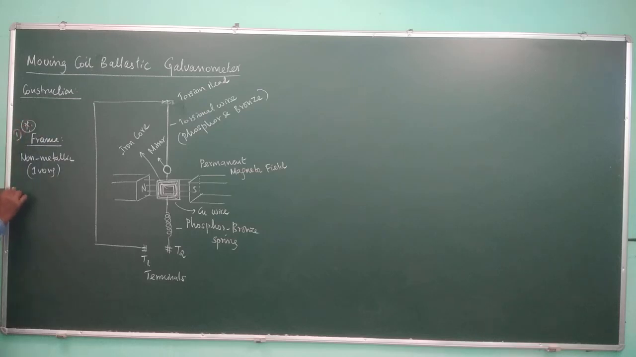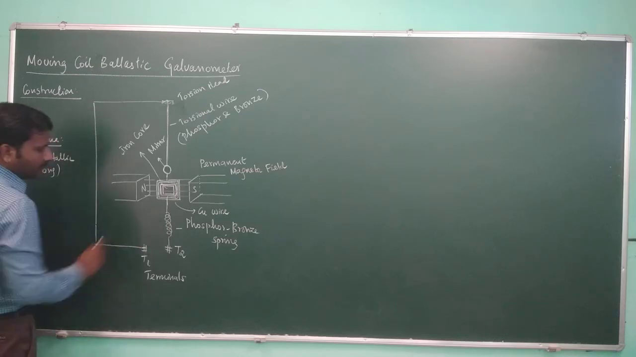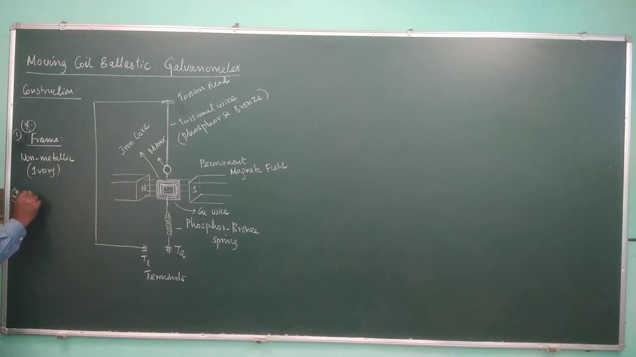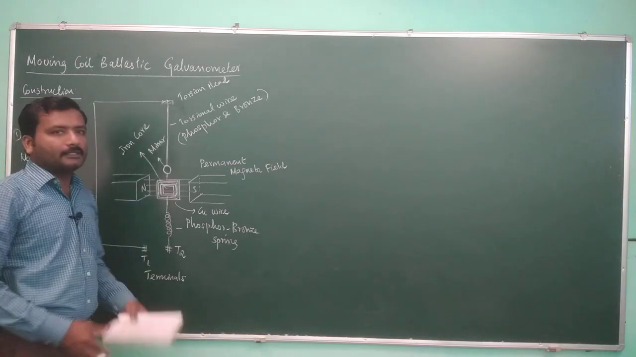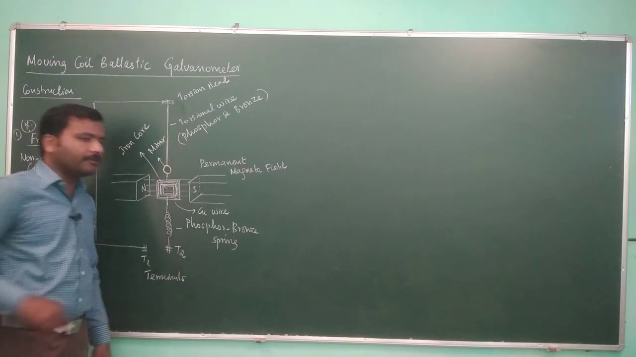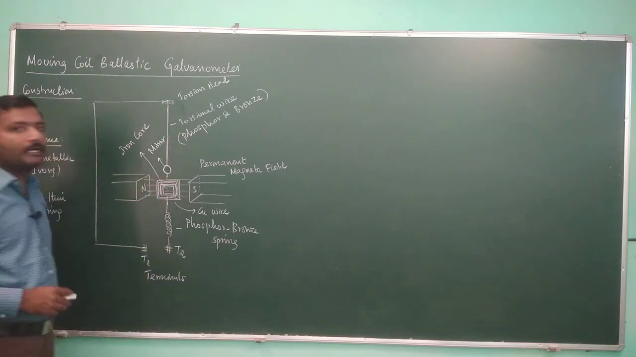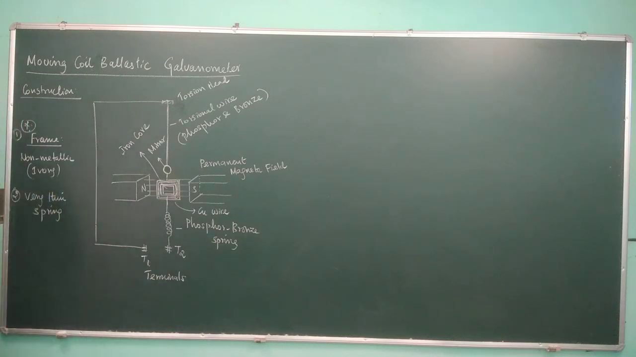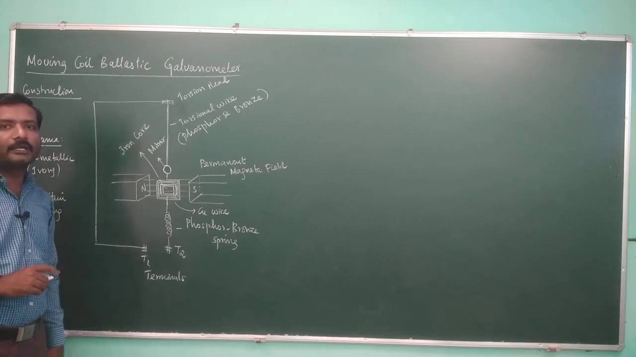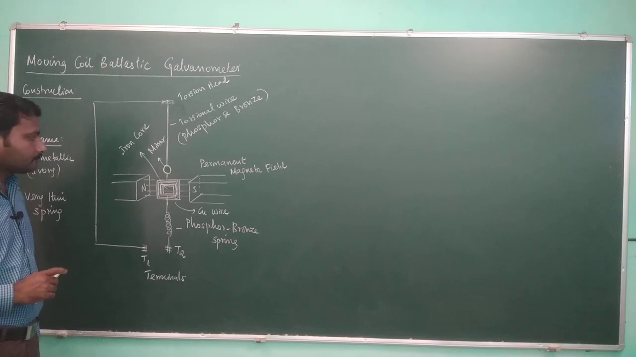The other difference is that this spring is hair thin, a very thin spring. We use a very thin spring in this place in order to observe the immediate response. The spring should not offer any resistance to the rotation of the coil when it is placed in a magnetic field with an electric current. So these are the two characteristic differences of the ballistic galvanometer over the moving coil galvanometer. So this is the setup.